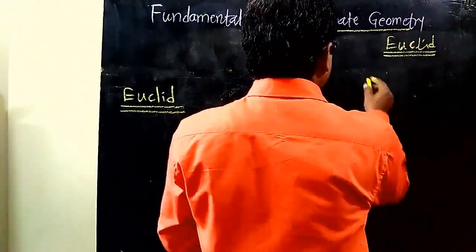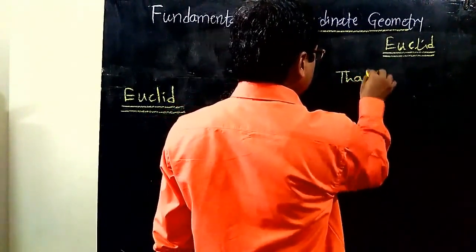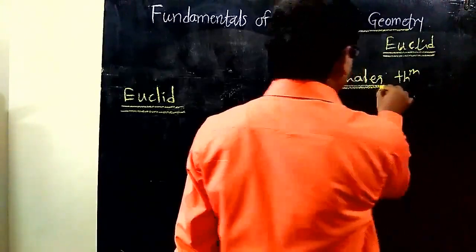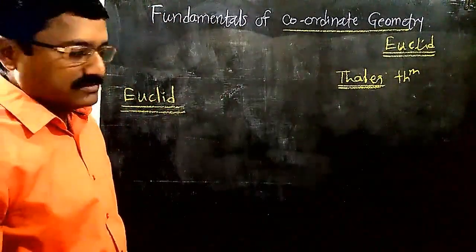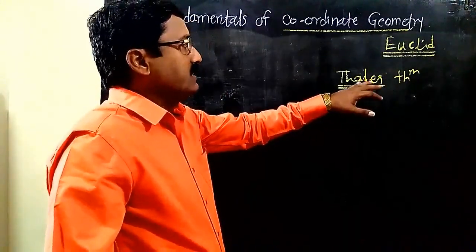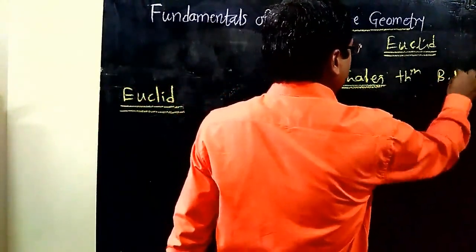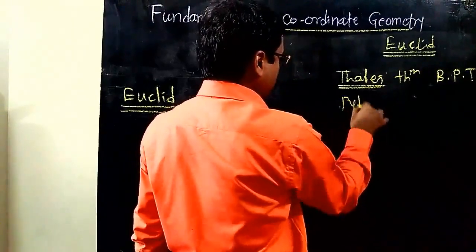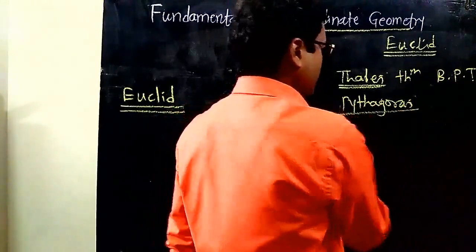Before that, the first theorem in our geometry is Thales theorem. This mathematician Thales was the first mathematician who used the concept of similarity, and that theorem is known as the basic proportionality theorem. And using that basic proportionality theorem, Pythagoras proved his Pythagoras theorem.